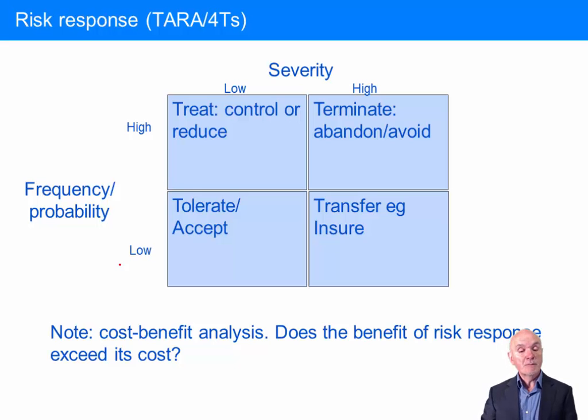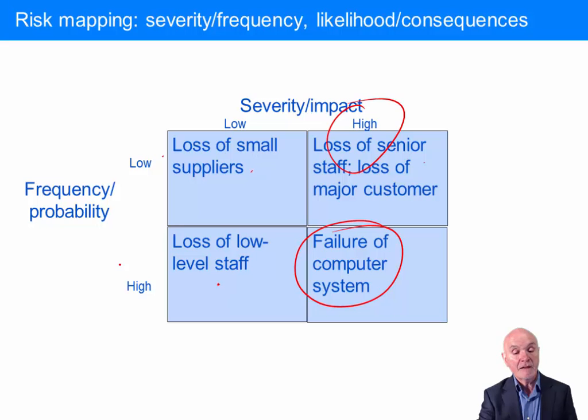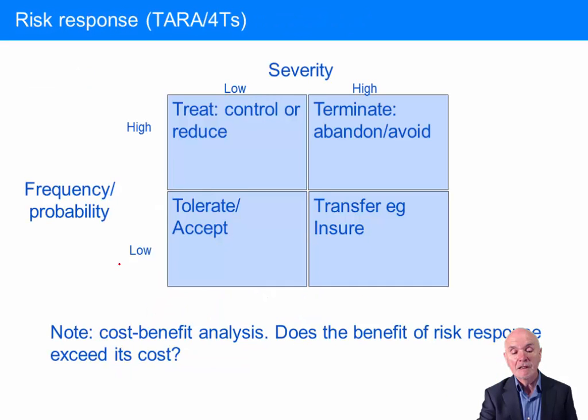Now this is the response. We have exactly the same diagram here as we had before: severity and impact across the top going low to high, frequency and probability going down the side. But what happens here, simply the way it came up, it's high to low, but that's fine.